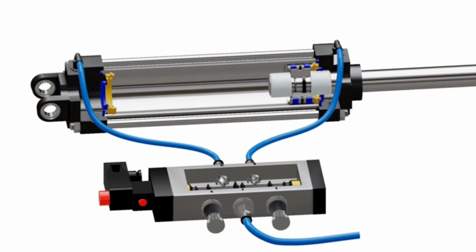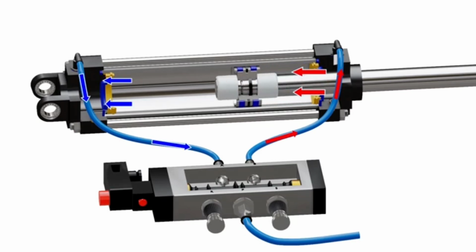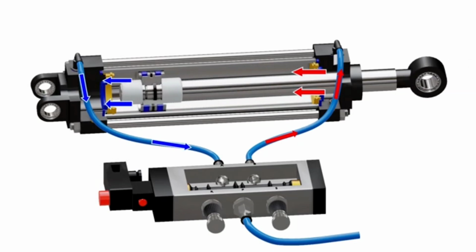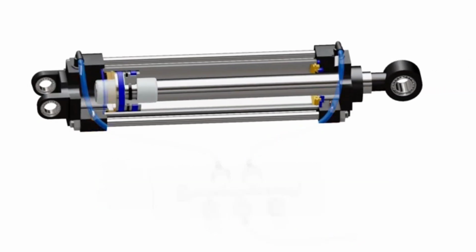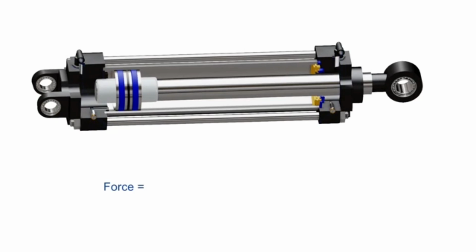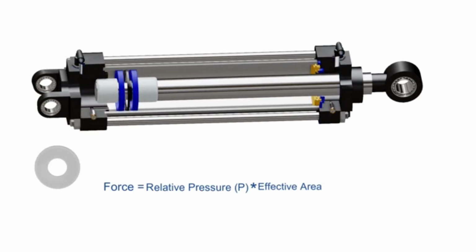During the retraction stroke, the valve directs compressed air to the head end of the cylinder. This causes the piston to return and air in the other chamber escapes from exhaust port R. The theoretical force of the actuator is the relative pressure on the piston multiplied by the effective area of the piston on which pressure is exerted. Here the relative pressure is the pressure of the supplied air minus the atmospheric pressure.